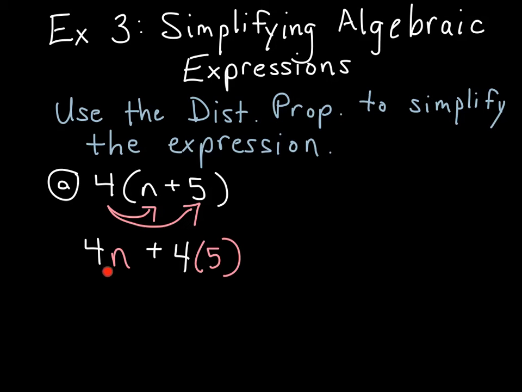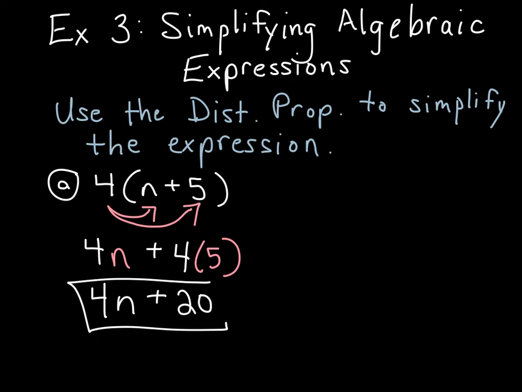Over here it was fine because it just looks like 4 times n. And you really can't simplify 4 times n any farther, so it just becomes 4n, and then 4 times 5, of course, becomes 20, so our final simplified version of this expression would become 4n plus 20.